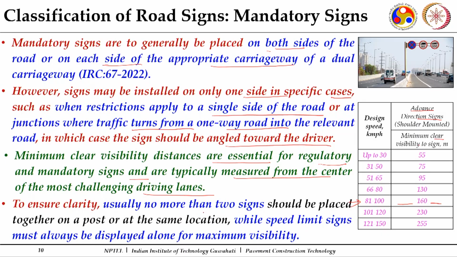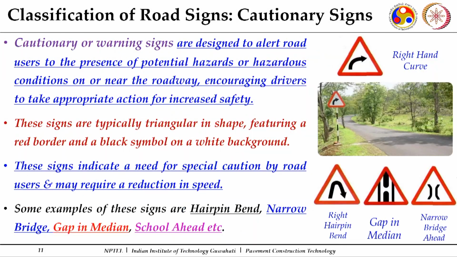To ensure clarity, usually no more than 2 signs should be placed together on one post at the same location, because it makes things challenging for the driver. Speed limit signs specifically are always displayed alone, not along with other signs. They are preferred to be displayed alone for their maximum visibility.